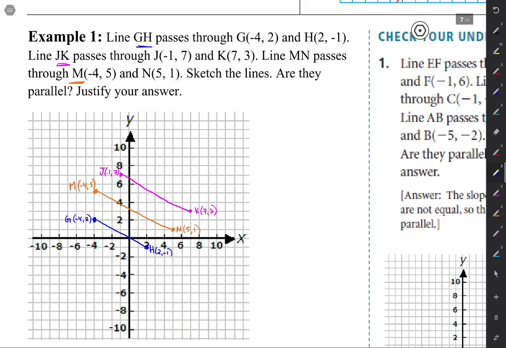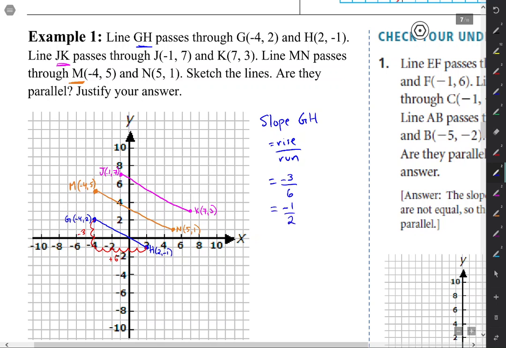Now remember, 2 lines are parallel if they have the exact same slope. So we're going to find the slope for all of them. So I'm going to put slope of GH. Let's start with that one. So that's going to be equal to rise over run. And now let's look at the rise and the run. So if we start at point G, we're going to rise 1, 2, 3 in the negative direction. And then we're going to run 1, 2, 3, 4, 5, 6 in the positive direction. So our rise and run here would be negative 3 over 6. And if we were to simplify that, that would be negative 1 over 2.